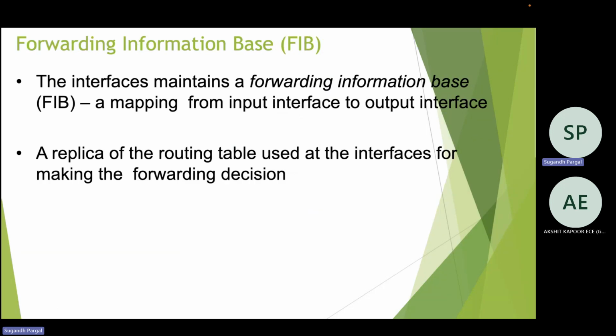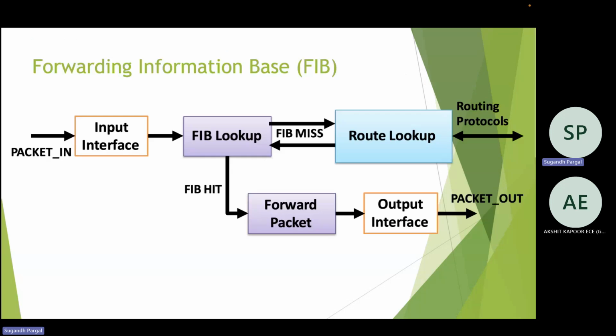So there is this forwarding information base. This is the interface which maintains a forwarding information base, a mapping from input interface to the output interface. So it is a replica of a routing table used at the interfaces for making the forwarding decision. Whatever routing table is available at the control plane, a replica of that routing table is stored at the individual router for making a mapping between the input interface and the output interface. So this is how the FIB works.